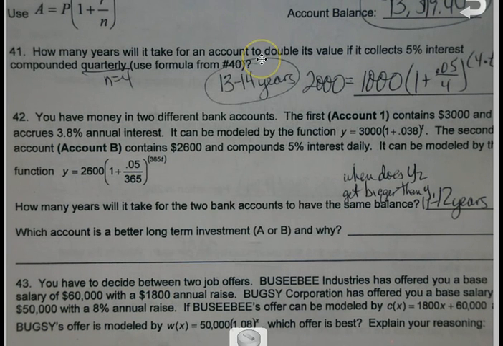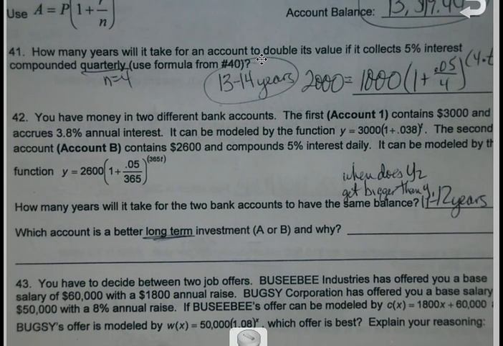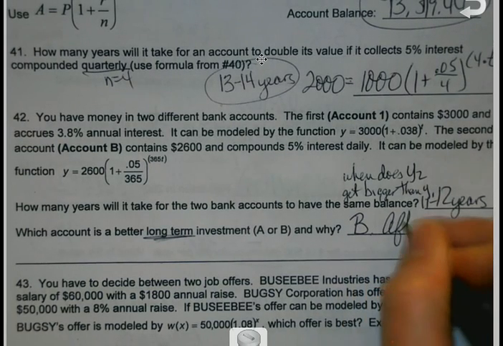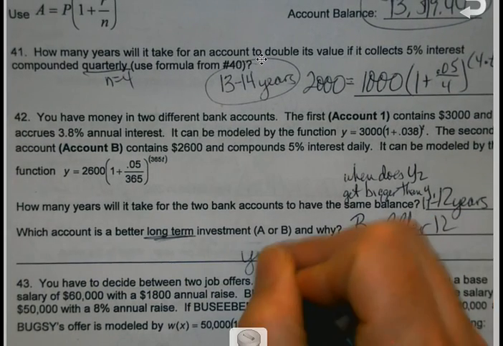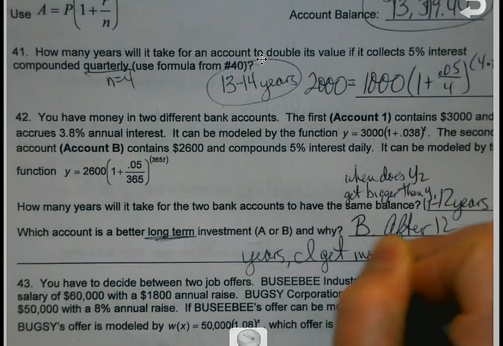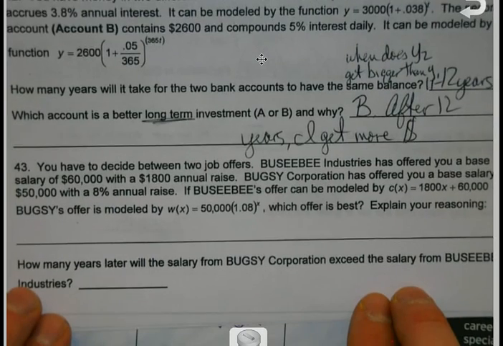And then the question we've asked on a lot of quizzes: which account's a better long-term investment? So to me, B, because after 12 years, I get more money. Again, the key here is long-term. If I asked you short-term investment, it'd be A, because you'd make more money short-term. And that's going to be the general theme that I get in the second one as well.